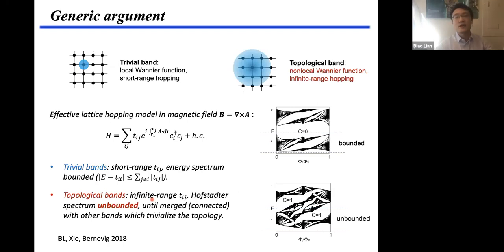So yeah, thank you for the comment. I should say this infinite range includes the case of power-law decay. Basically, the definition is when this summation of the hoppings diverges. That's how I define infinite range.